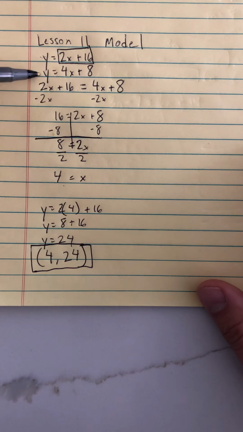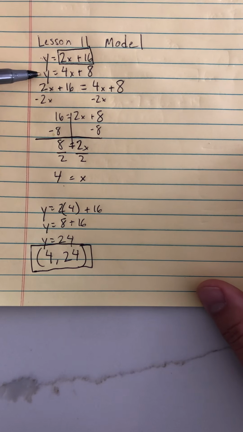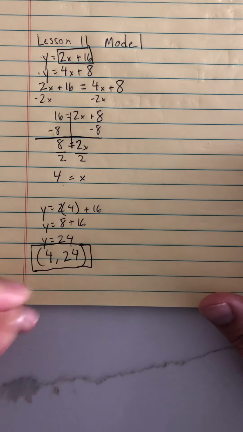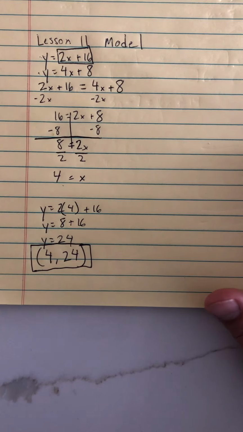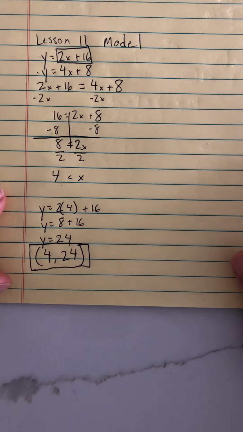Now, you might be asking, well, why didn't he use y equals 4x plus 8? And the answer is, I could have, and I still would have gotten 24. If you wanted to use that on your own, you could do that as well.